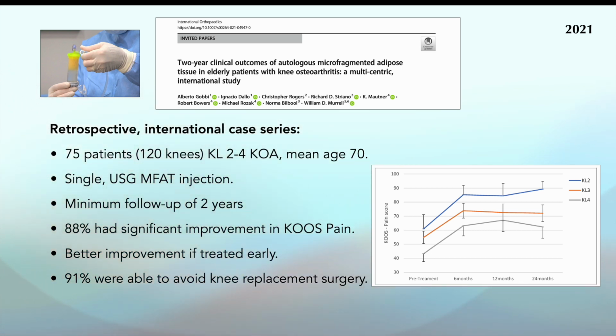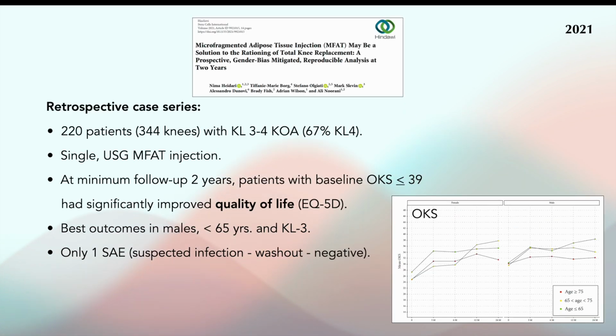You can see in those KOOS pain scores on the right there that the patients with the less severe pathology showed greater improvement and sustainability at that 24-month time point. So therefore, we are recommending early treatment for patients to improve the likelihood of good outcome. Also of interest was the fact that 91% of these patients who had been told previously that they needed a knee replacement actually were able to avoid knee replacement at that 2-year follow-up time point. And we continue to track these patients long term.